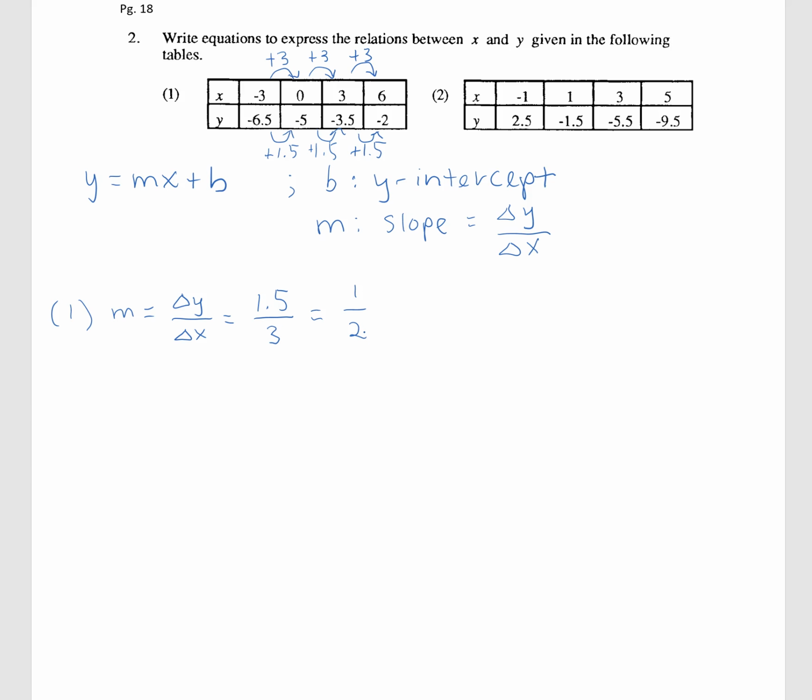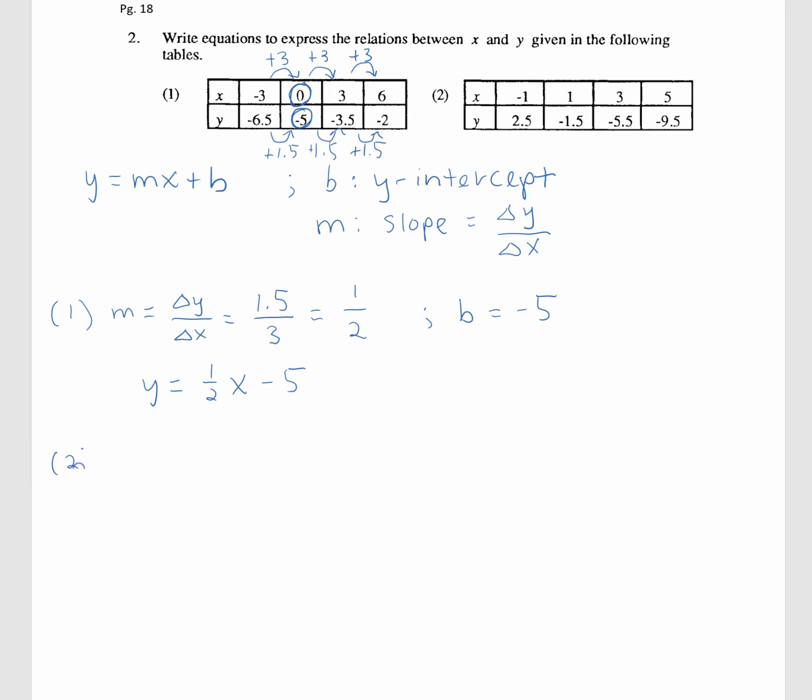The next thing we want to do is figure out our y-intercept. Like I said earlier, this is the y value when x equals 0. And from this table, it's actually set up quite nicely. We have x equals 0 in the table. So we can see that when x equals 0, y equals -5. This means that b, our y-intercept, is equal to -5. So plugging this into our general equation, we get y equals 1/2 times x minus 5. And that's the equation for the relation in table 1.